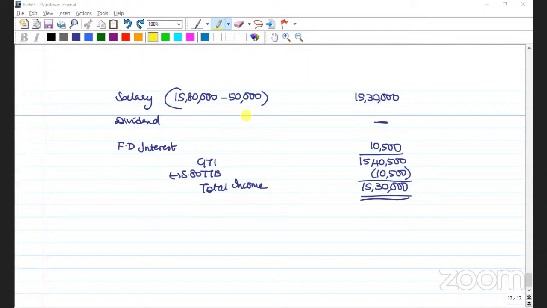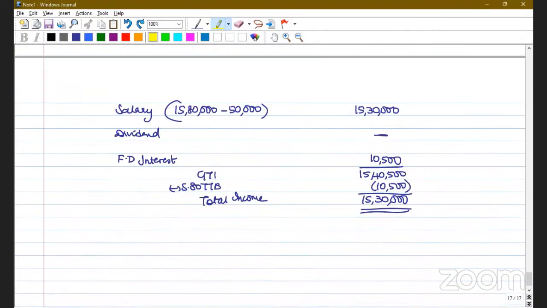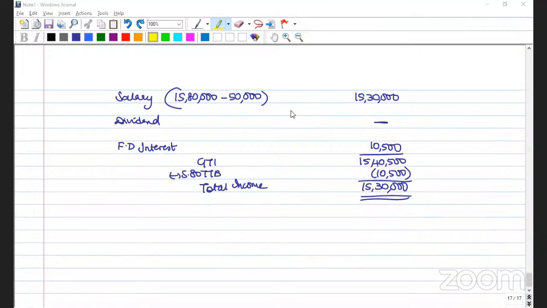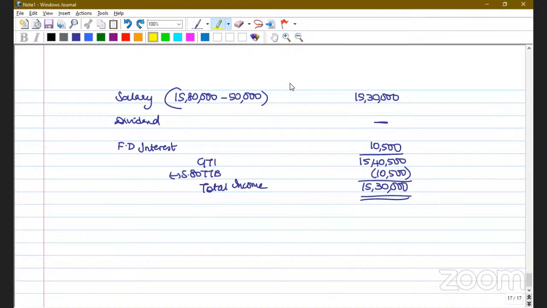I'll pause for a minute in case anybody is still writing any part of this solution. Please finish it and then we will go to the next question.